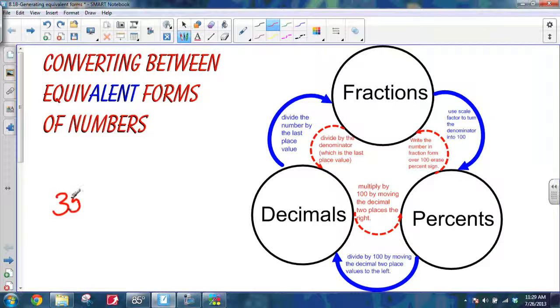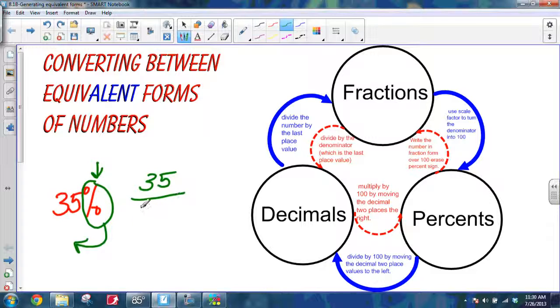Well, let's say I had 35% and I want to turn this into a fraction. Remember, our percent sign means to divide by 100. So let's take the number, 35, and then convert the percent sign back to the fraction form, or the division over 100. Now all we have to do is reduce by dividing by the greatest common factor, and now our simplified answer is 7/20. Well, that's the same thing we had earlier.